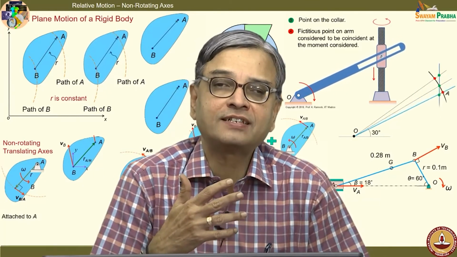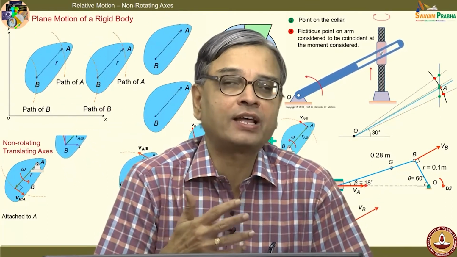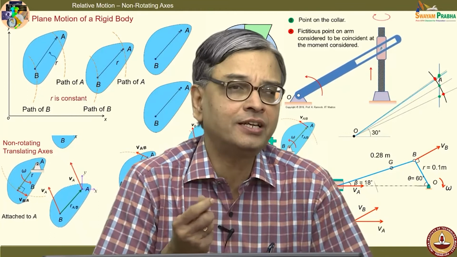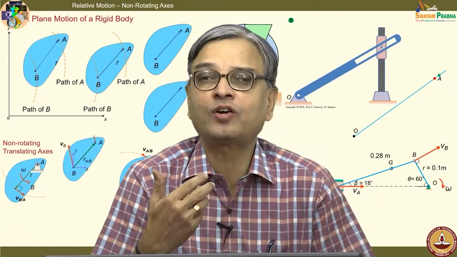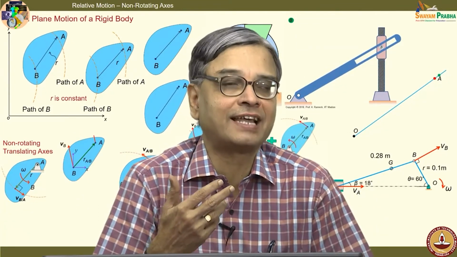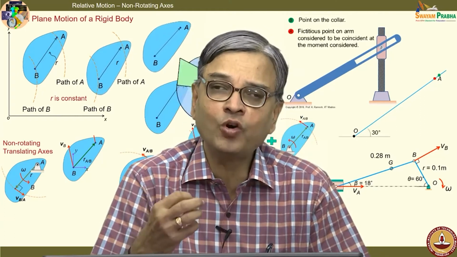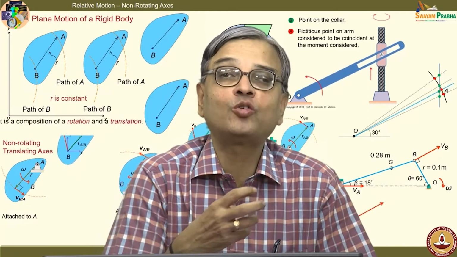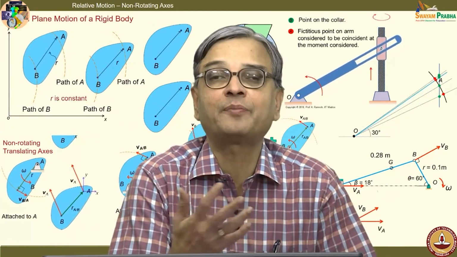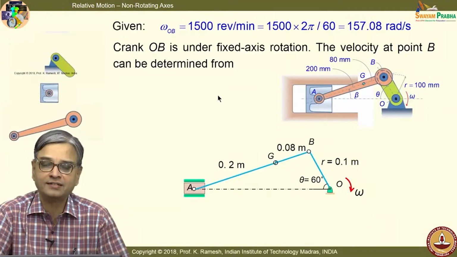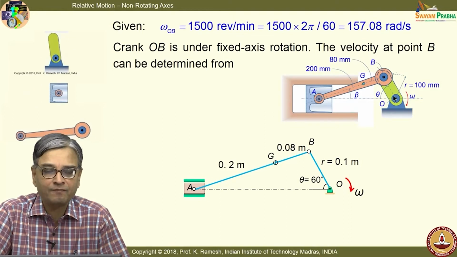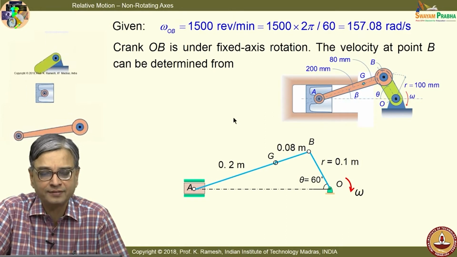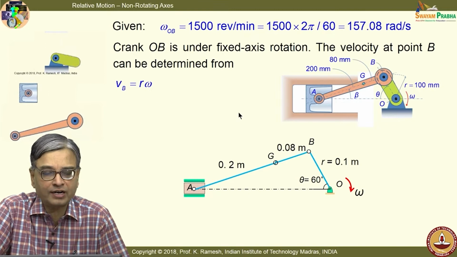Though we say fixed axis rotation, we have a mental block in looking at the axis of rotation. Even when I have a non-rotating translating axis attached, I still invoke the fixed axis rotation equation when I want to look at what happens to general plane motion. Before that, since we are analyzing a crank which is having a fixed axis rotation, you can write the quantities.